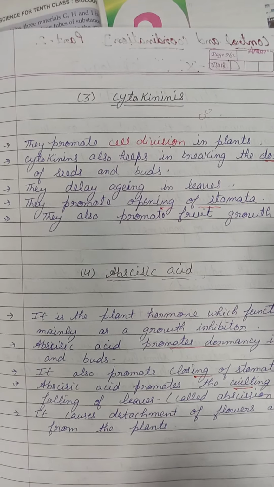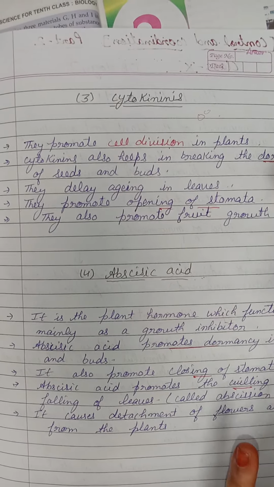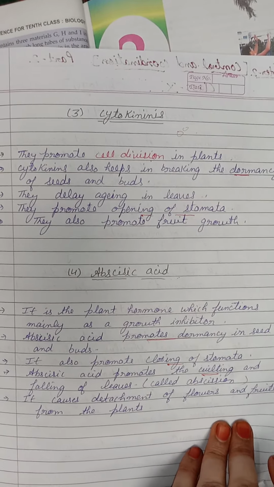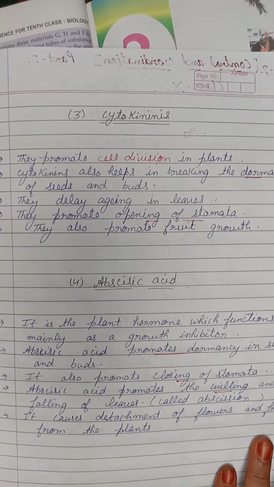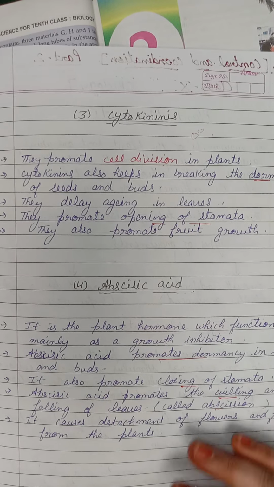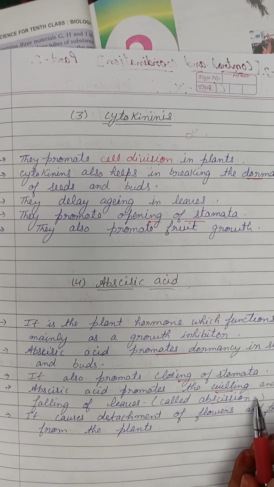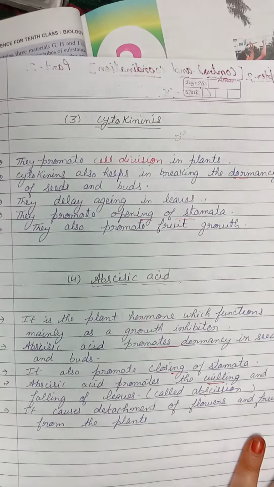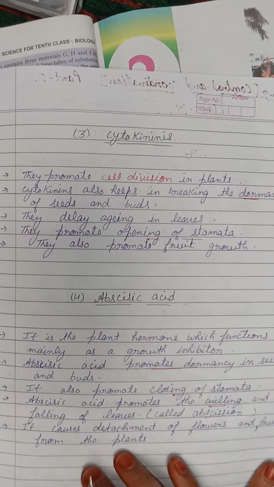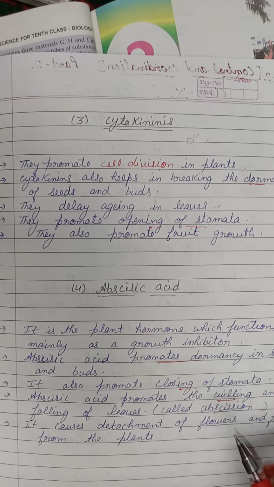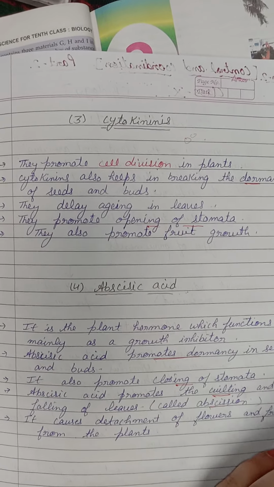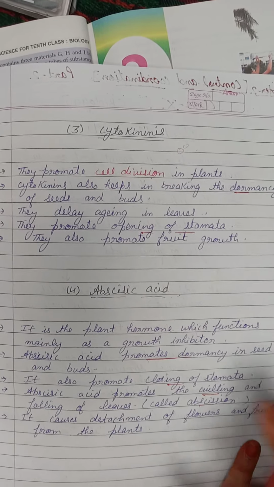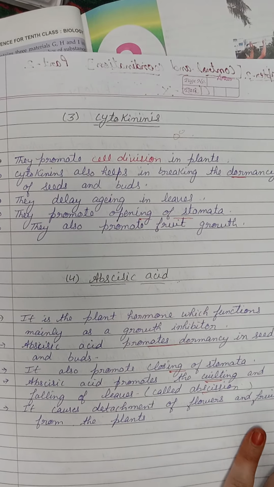Cytokinin delays aging so that the leaves do not fall, but here abscisic acid promotes the falling of leaves. Wilting means the separating of the leaves from the flower. We also call it abscission, meaning the complete loss of leaves from the plant in the season when plants lose their leaves. It also helps in the detachment of fruits and flowers. Detachment means that when fruits and flowers are completely ready, they separate from the plant.